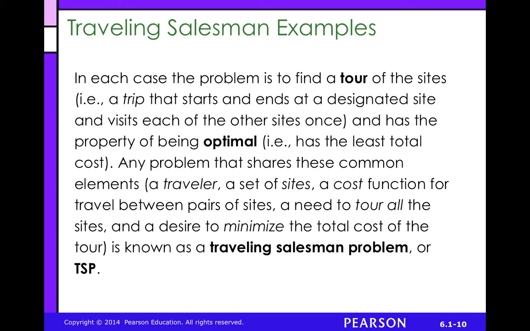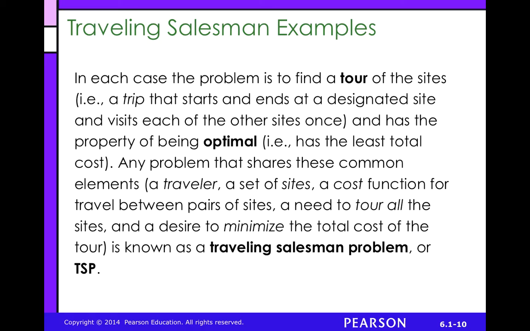So in each case, the problem is to find a tour. And here, tour is a technical term that means a trip that starts and ends at a designated site, and you visit each of the other sites exactly once. So I should have put the word exactly in here, but only one time do you want to visit another site, right? So if you're collecting samples or whatever, you've already collected your sample from site A, so why go back? And furthermore, you want this trip to be optimal so that it costs you the least. And again, cost might mean monetary cost, or it can mean distance cost or time cost, whatever.